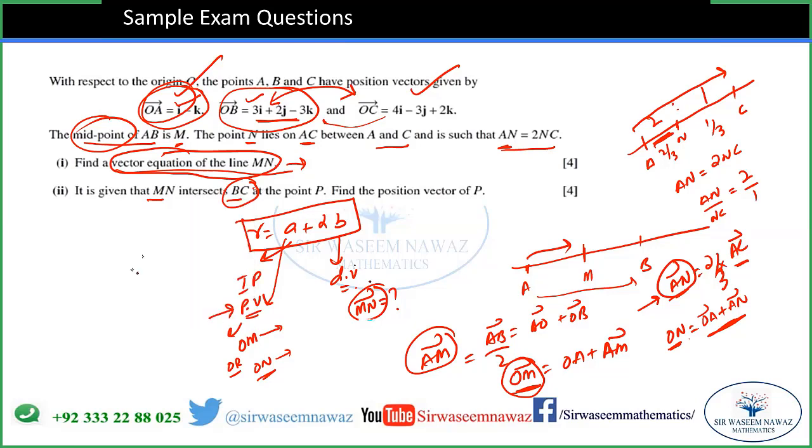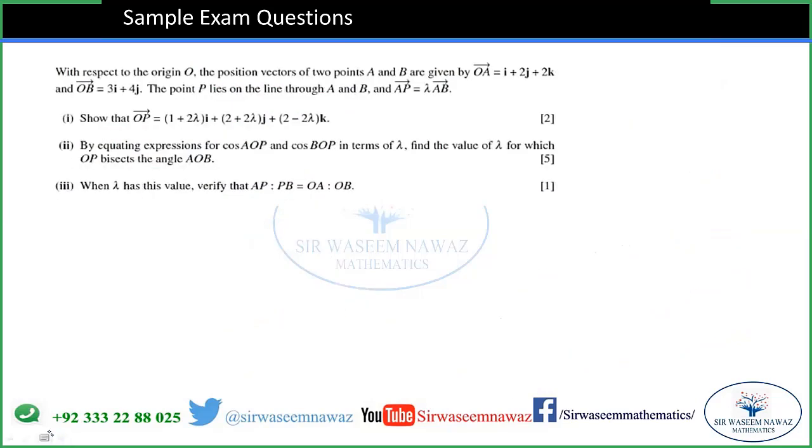We have done this before. For intersection, we just make two column vectors, we equate them, we solve simultaneously any two of the equations, and we put in the third one and we find the intersection point, right? So there is one more question, very similar to this, you can try it.